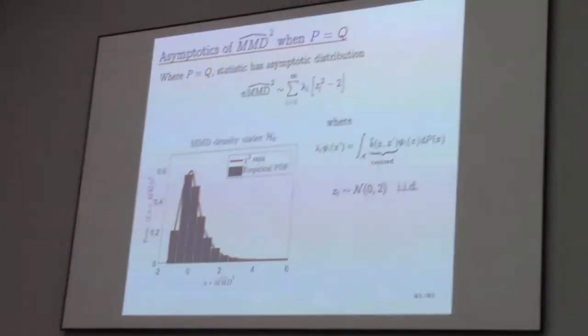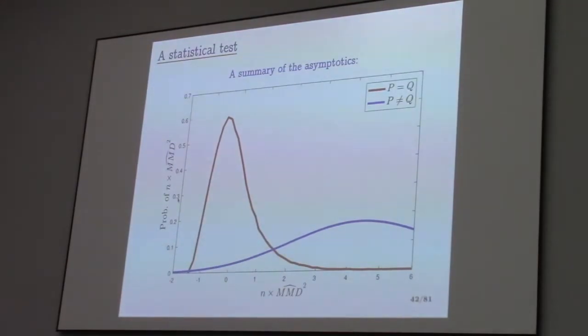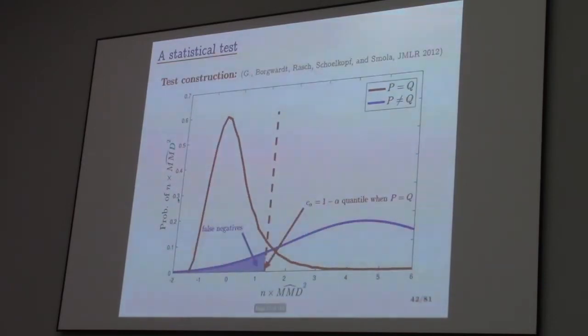So what do I do? Here is a summary of the asymptotics. When P and Q are the same, I have this rather strange looking distribution. When P and Q are different, I have this normal distribution. This is how I expect my statistic to behave in these two scenarios. This line that I've drawn here is the line that I want to get. This is the threshold, the 1 minus alpha quantile of my red distribution. So when P and Q are the same, the probability of exceeding this threshold is going to be alpha. It's going to be something small.